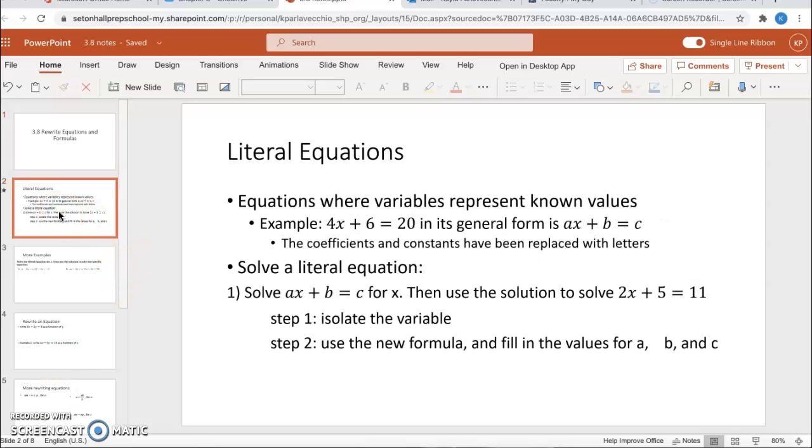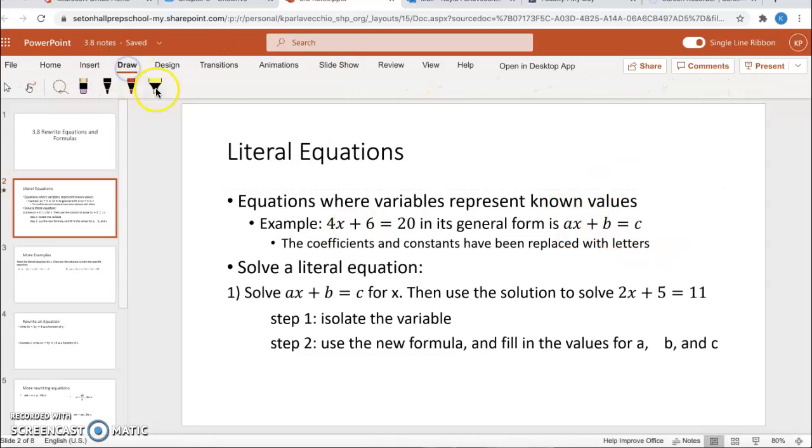We are going to be dealing with literal equations for a majority of this chapter, and those are different equations where the variables will represent different known values dependent upon the scenario. So one example of the literal equation is this one I have written here where it says ax plus b is equal to c. And I will have given you the values for a, b, and c.